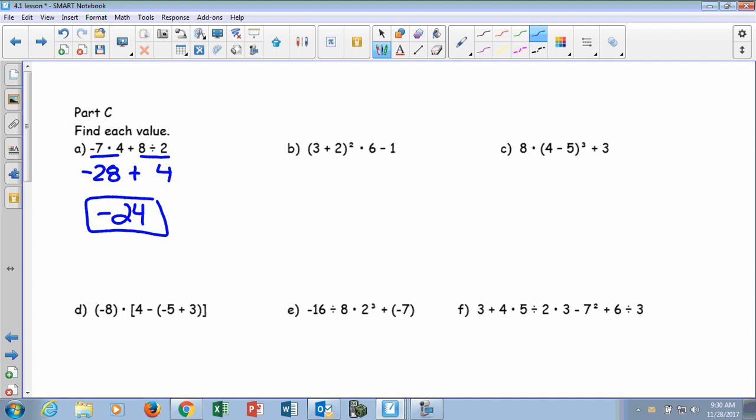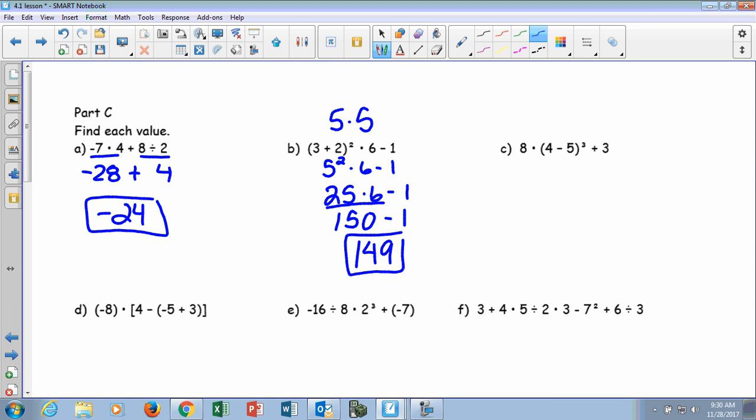So how many people got negative 24? Good. Okay, the next one we have an exponent, but we have parentheses first. So we have to do the parentheses first. So 3 plus 2 is 5. We got to do the exponent next. So 5 squared is like saying 5 times 5, 5 times itself twice. So what's 5 times 5? 25. And now we do the multiplication next. 25 times 6 is 150. And 150 minus 1 is 149. How many people got 149? Good.